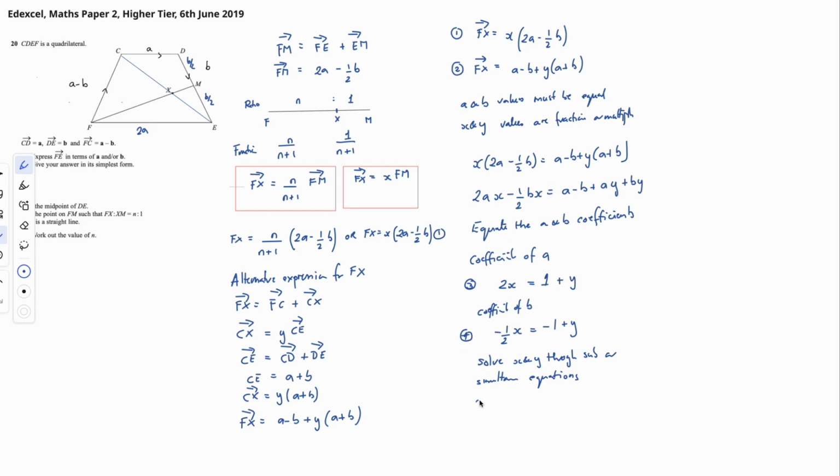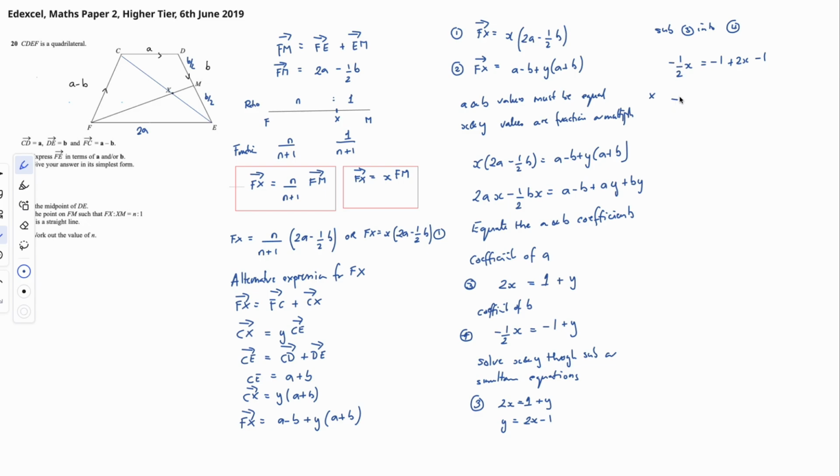So looking at equation 3 and rearranging, we've got 2x is equal to 1 plus y. y is therefore equal to 2x minus 1. If we sub 3 into 4, we get negative half x is equal to negative 1 plus 2x minus 1. If we rearrange, let's multiply by 2 on both sides just to get rid of that half.